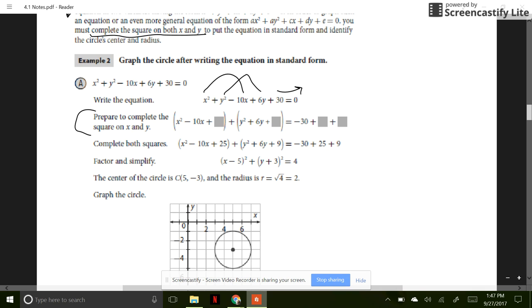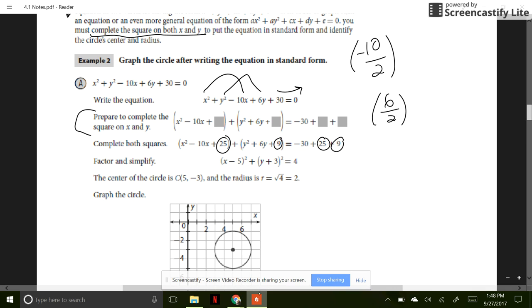If we want to complete the square twice, based on our x values, our b is -10. So our b over 2 is -10 over 2, and when we square that, it becomes 25, which we add to both sides. For our y's, our b is 6, so our b over 2 is going to be 3. 3 squared is 9, which we then add to both sides.